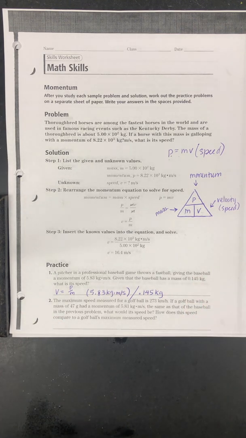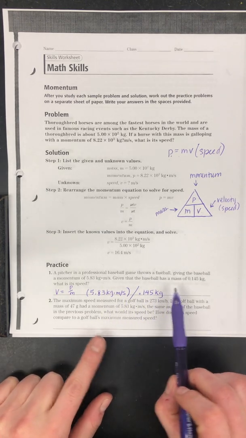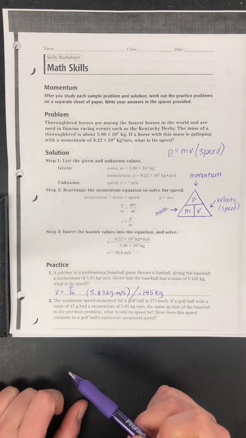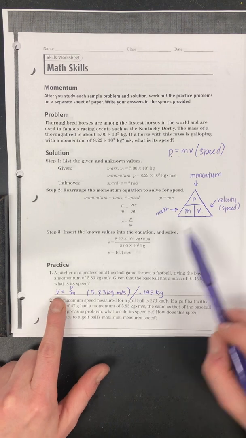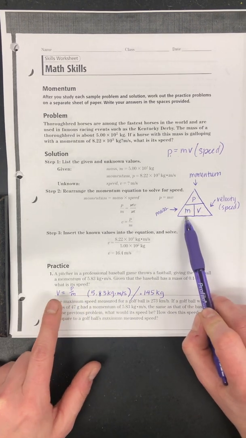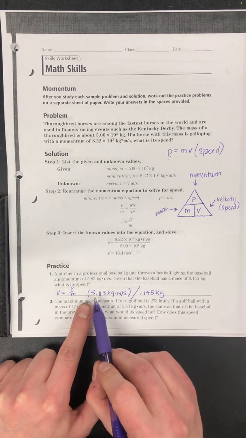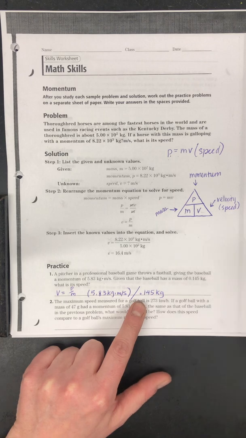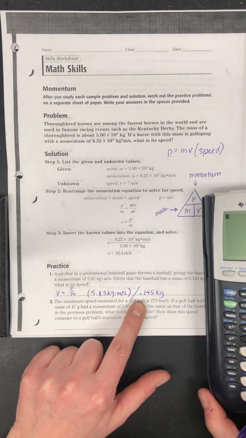A pitcher in a professional baseball game throws a fastball, giving the baseball a momentum of 5.83 kilograms meters per second. Given that the baseball has a mass of 0.145 kilograms, what is its speed? So we're solving for velocity. That's just momentum divided by mass. So we're going to take the 5.83 kilograms times meters per second and divide it by 0.145.